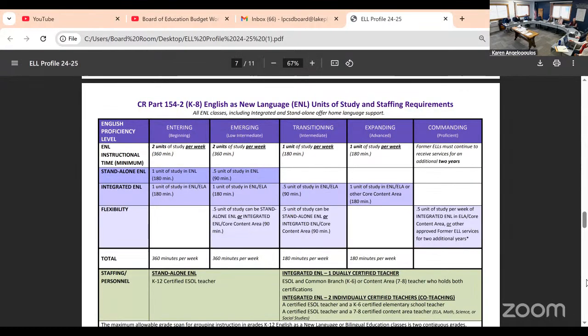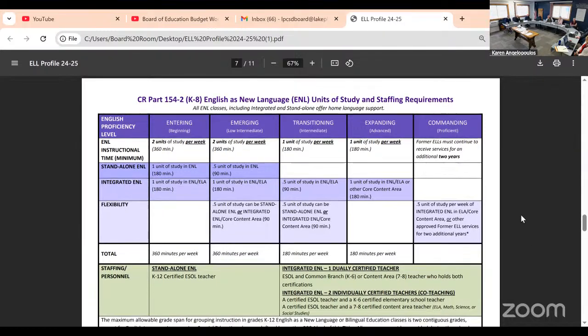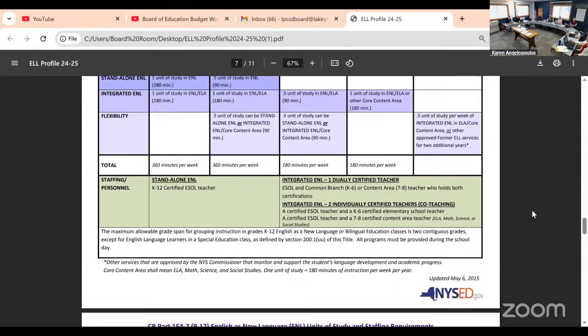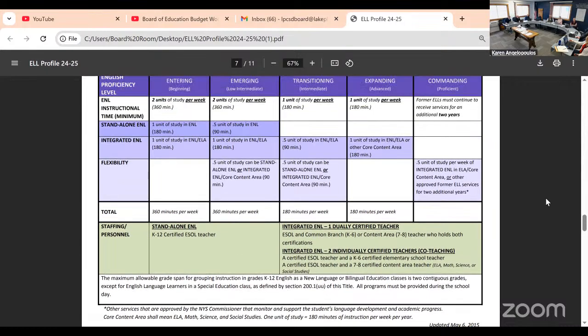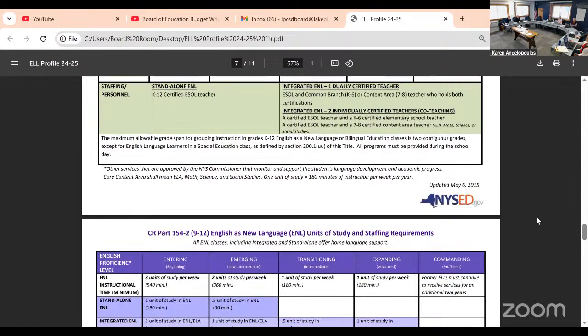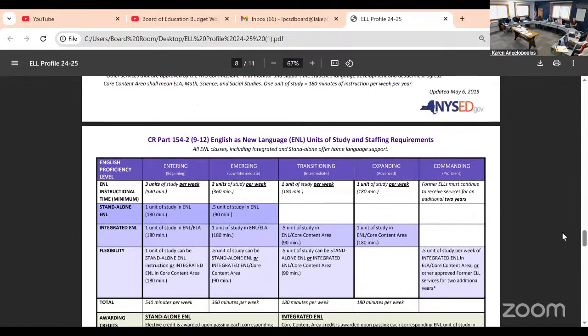This is our guidance on when a student takes the NYSESLAT, depending on where they test out, that then tells us how many minutes they end up needing per day. So there's a set of minutes for K through 8, and then the next one is the set of minutes for 9 through 12.